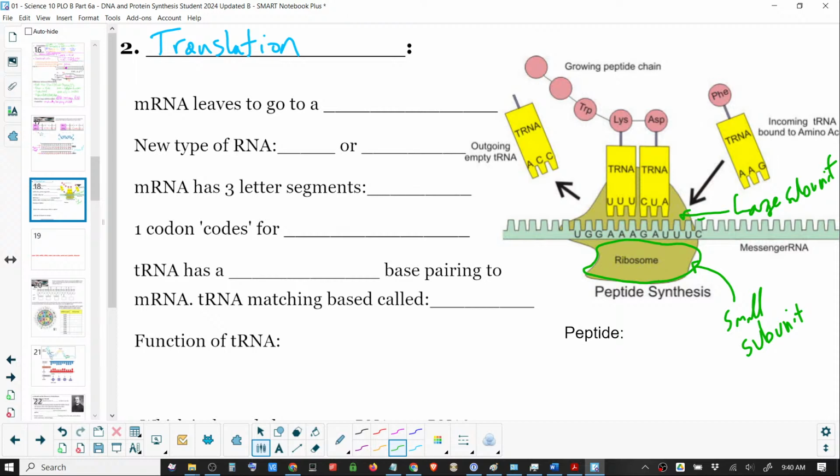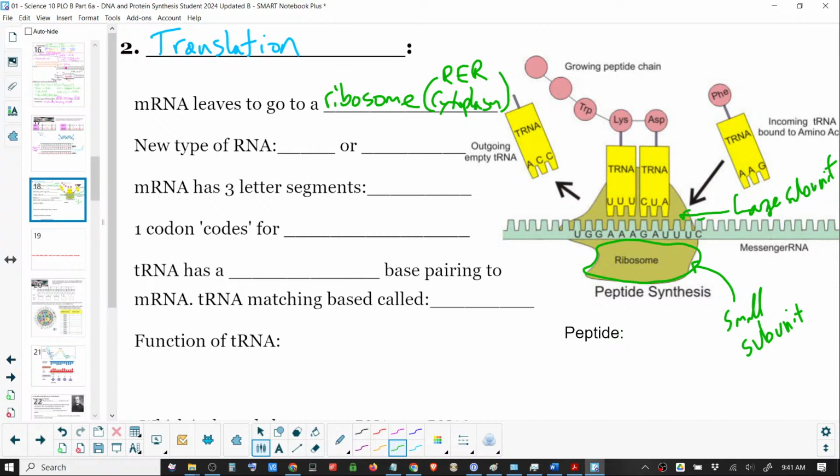And when the mRNA leaves, it comes to a ribosome. And where is the ribosome likely to be hanging out? Where do you find ribosomes in the cell? Yeah. So we've got the rough ER or the cytoplasm. There are ribosomes just floating around doing their job. We now have a new type.